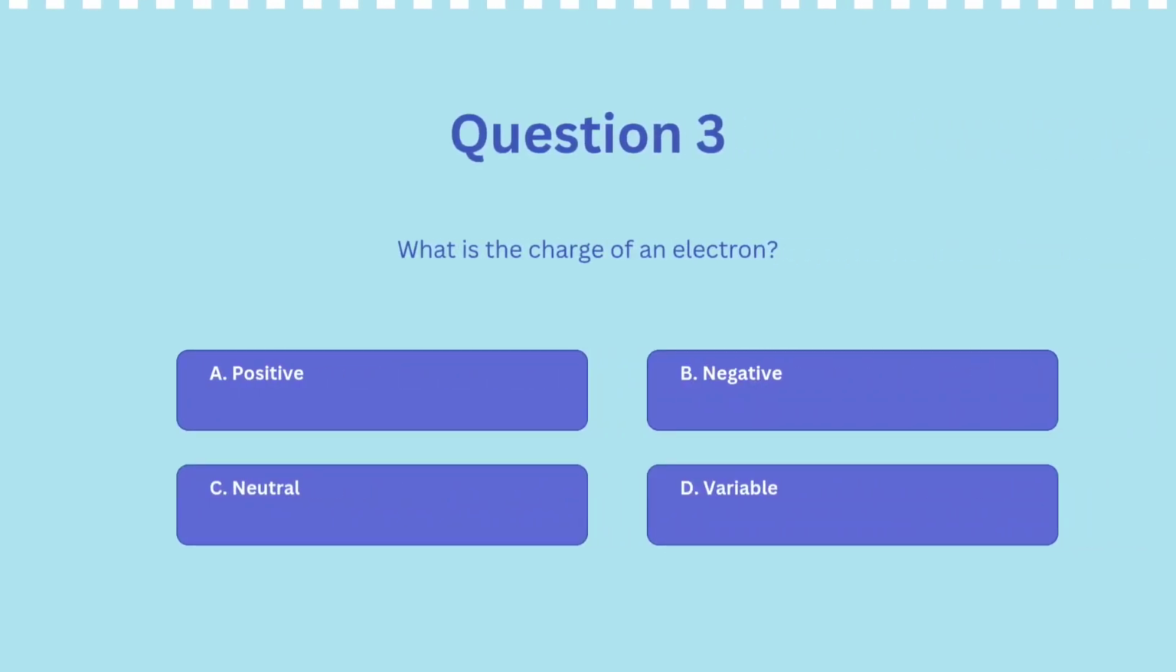Question number 3 is, what is the charge of an electron? A, positive; B, negative; C, neutral; or D, variable?